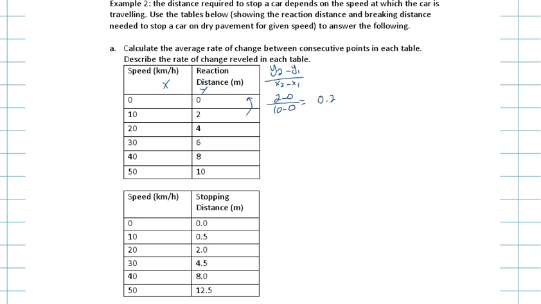Now, what would be the rate of change between this point and this point? Which is 2 over 10, that's 0.2. Then I have to do it between these 2 points. 6 minus 4 over 30 minus 10, which is 2.